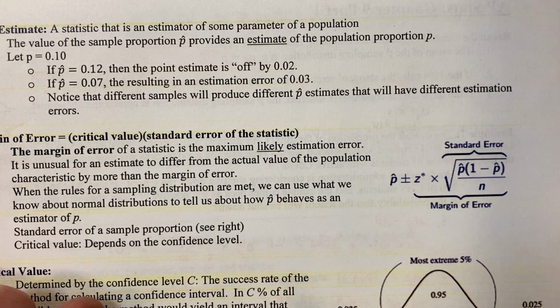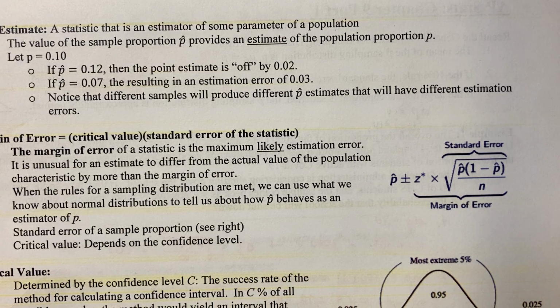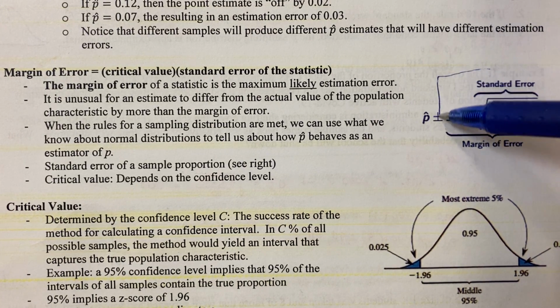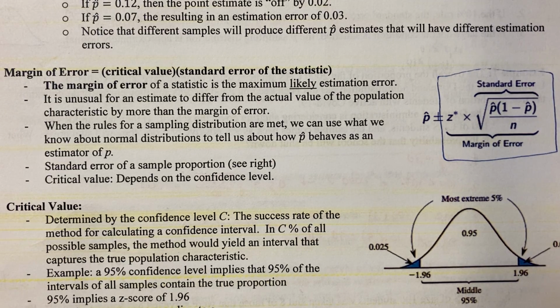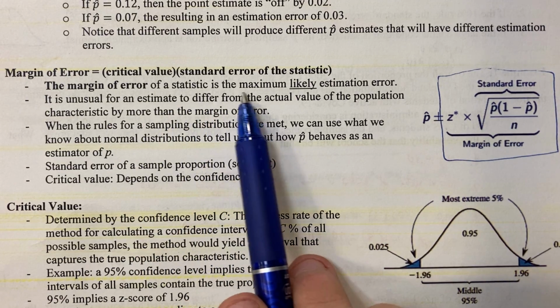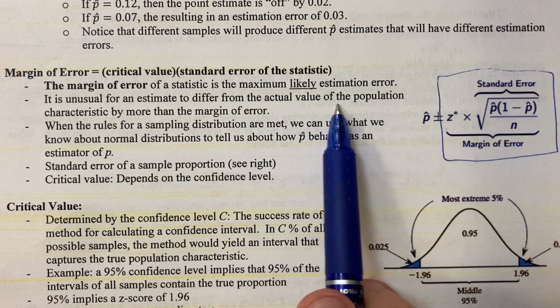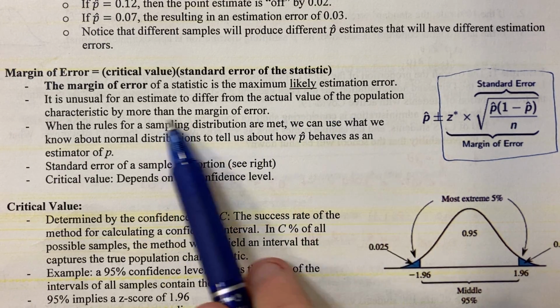All right. Different samples come back with different errors. Sample variability. That's why we can't use a sample to state definitively, for example, that the active number of cases was 8%. 8% plus or minus would be a better way of stating that. Now, the margin of error, here it is right here. The margin of error of a statistic is the maximum likely estimation error. The maximum likely. It is unusual for an estimate to differ from the actual value by more than the margin of error.